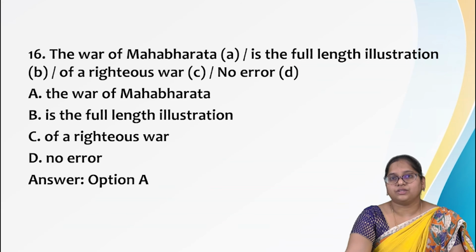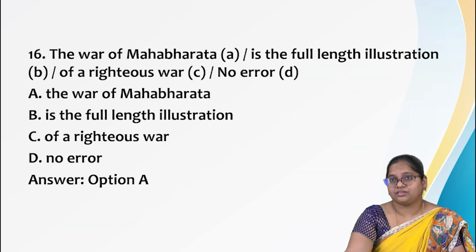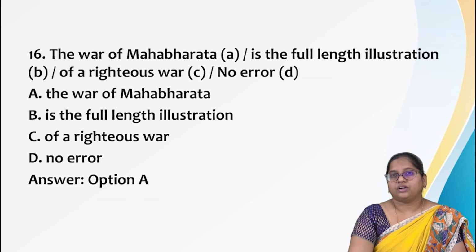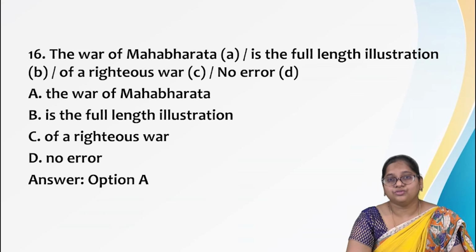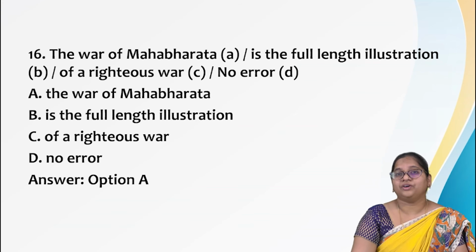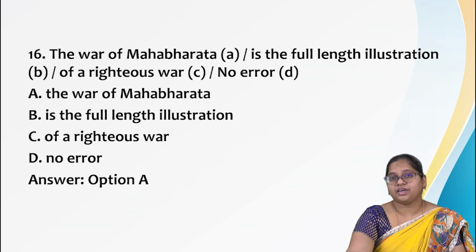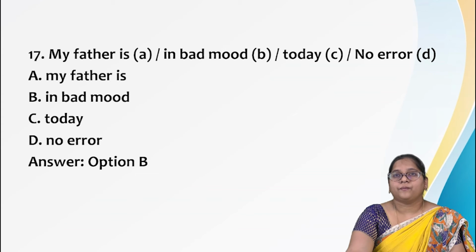Next, 16th question. The war of Mahabharata is the full-length illustration of a righteous war. No error. When you use Ramayana, Mahabharata, Bible, you have to use a definite article: of the Mahabharata. Not using the will be a mistake, and that's wrong here. So option A is the right answer.